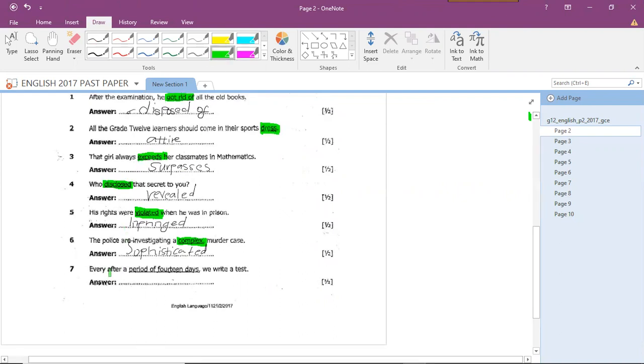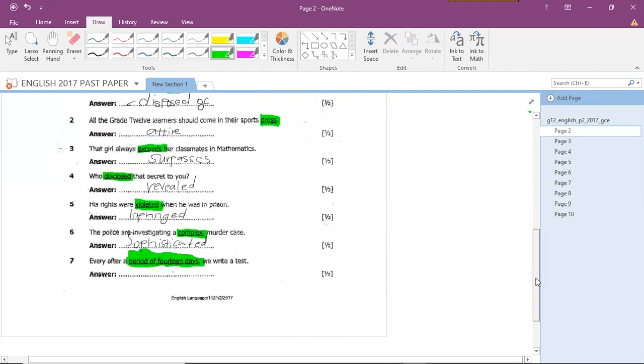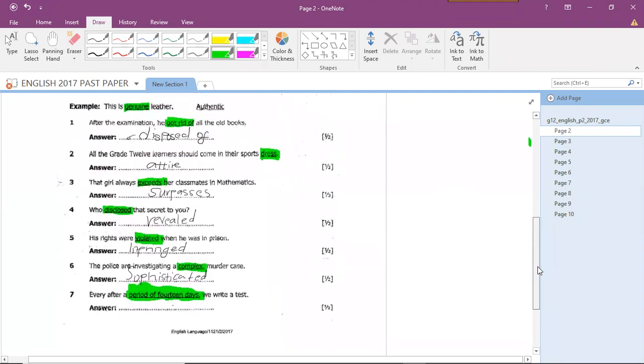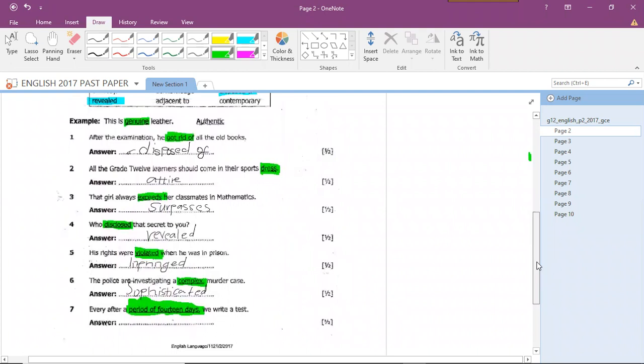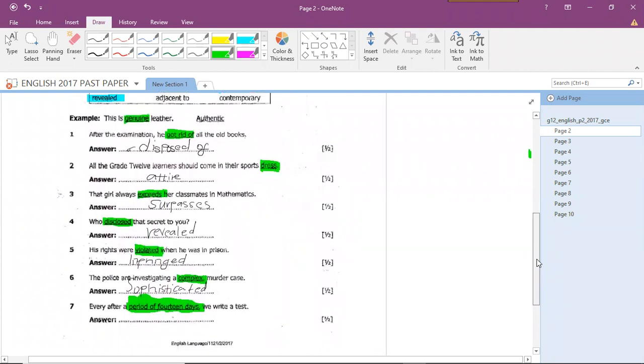Question 7 says, every after a period of 14 days, we write a test. So we are looking for one word that rhymes with a period of 14 days. So this is where the examiner just says, we don't want the students to get everything correct. So we're going to add a fancy word that I'm sure no one is going to get this. At least let them fill at least 1 or 3 questions. We make life a little bit hard for them. There will be a word like this. So every after a period of 14 days.